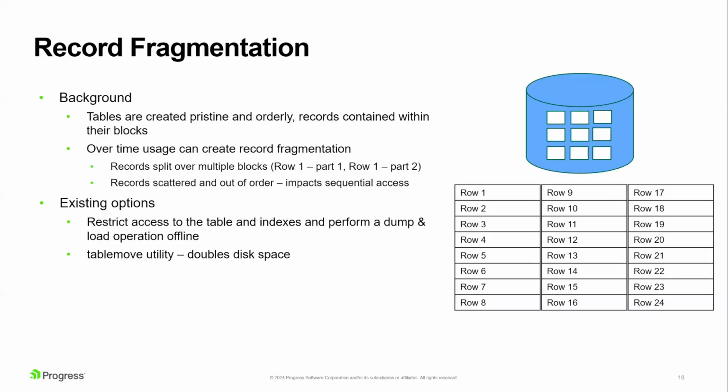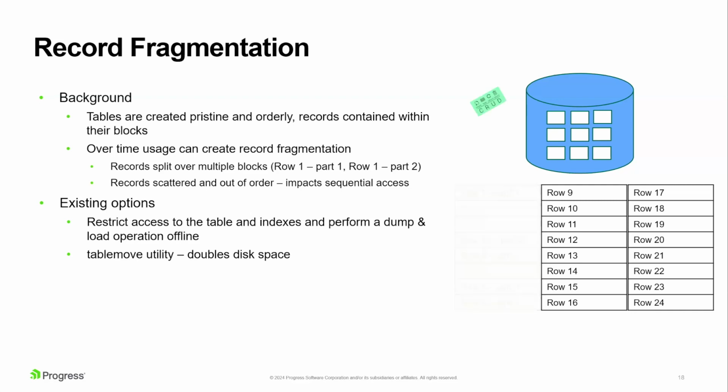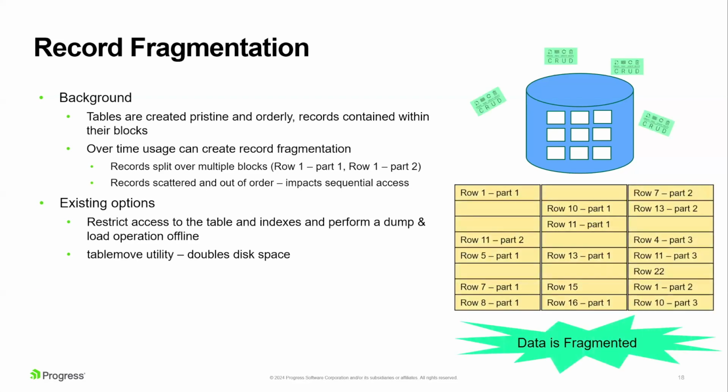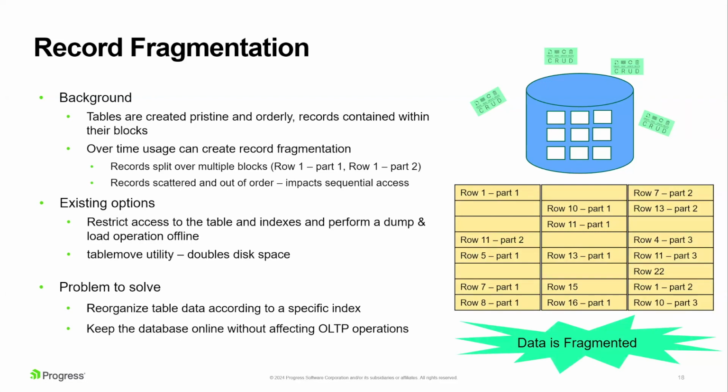First, we'll look at record fragmentation. The context for this is that when those tables are created, they're created in a pristine and orderly manner. All the records are contained within their blocks. Over time, as you're using the tables in your database, we're going to create record fragmentation. It's just part of the operations. Records can become fragmented in two different ways. One is they split over multiple blocks. Another is that they become scattered and out of order. And when they are out of order, that's then going to impact the sequential access that the application is using.